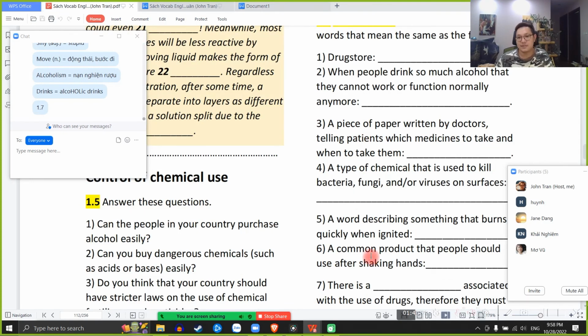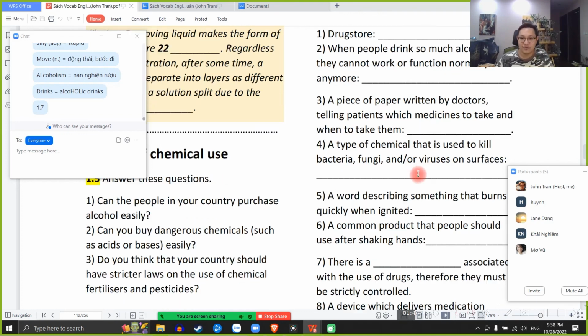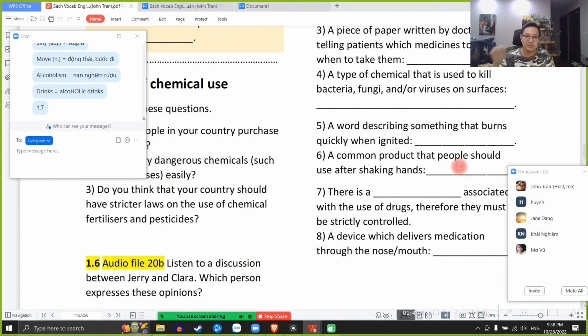Number four is disinfectant, chất khử khuẩn bề mặt. It's a type of chemical that's used to kill bacteria, fungi, and viruses on the surface. Chất khử khuẩn bề mặt là chất dùng để giết vi khuẩn, nấm mốc và virus trên bề mặt nha. Chỉ là bề mặt thôi chứ không phải vết thương hở nha các bạn. It's on surfaces, not open wounds, okay? Be careful, please.